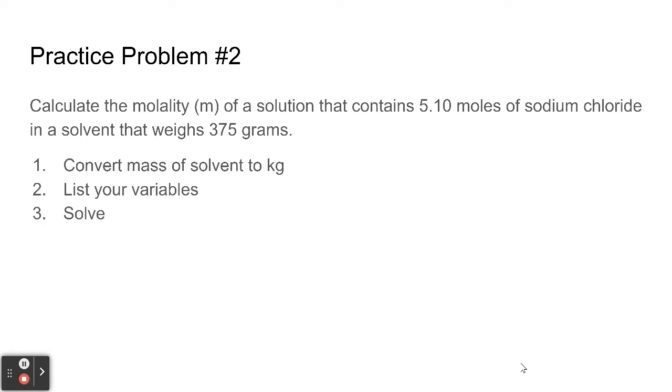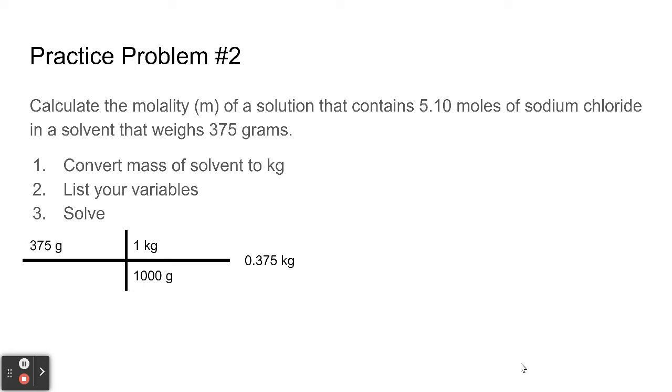So if we are converting from grams to kilograms, we'll do our T-chart or factor label. In the top left of that, we have 375 grams. And we are converting to kilograms, so we're trying to find kilograms. We know our conversion factor is that there are 1,000 grams in every 1 kilogram. So we would do 375 times 1 divided by 1,000, which should give you 0.375 kilograms. So our mass of solvent is 0.375 kilograms.